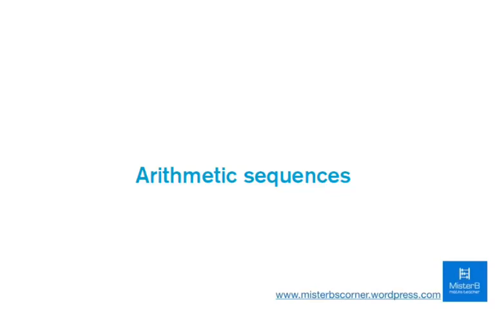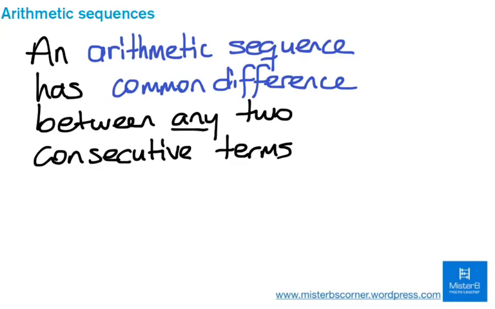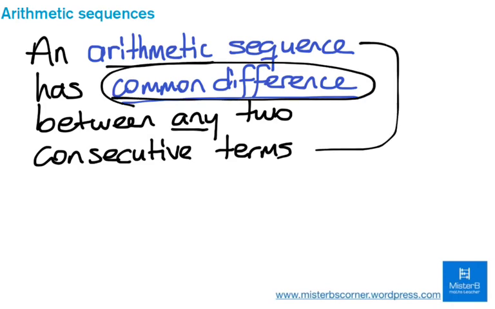In this video we are going to learn and work on arithmetic sequences. What makes a sequence arithmetic? Well, an arithmetic sequence has a common difference between any two consecutive terms. So what makes a sequence arithmetic is the existence of this common difference. Now, let's see what we're talking about.